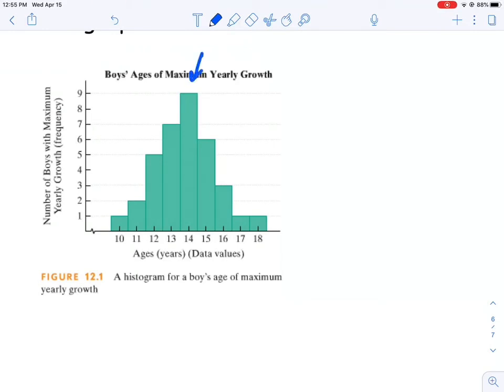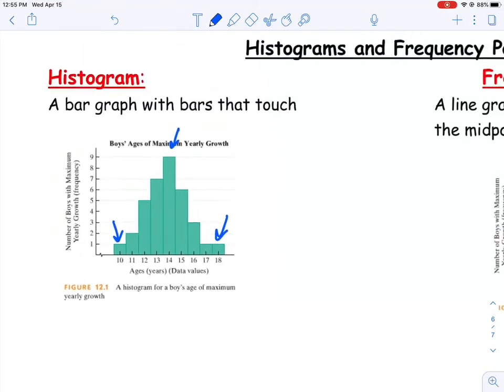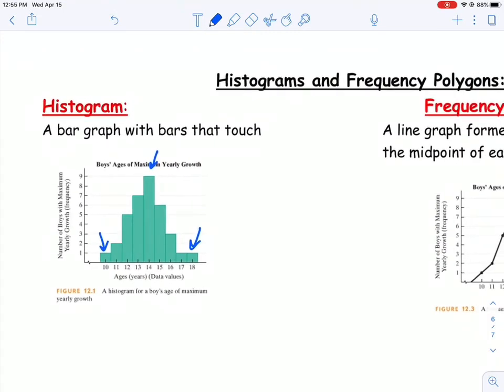And so you can see that most boys said they grew the most at age 14. These were the ages that they grew the least. Remember, that was the 10, 17, and 18. So it's the same data, just displayed in a different manner. So a histogram or a bar graph instead of a frequency distribution chart.